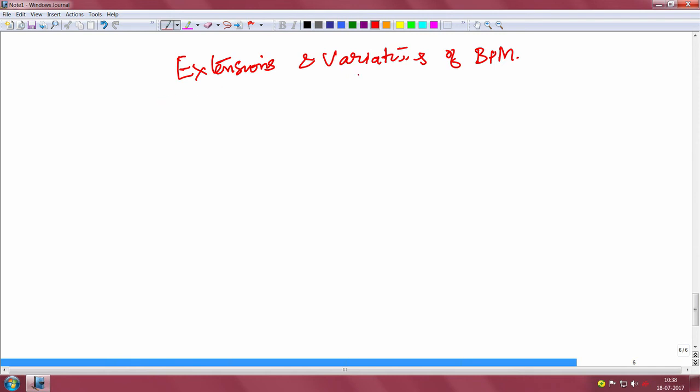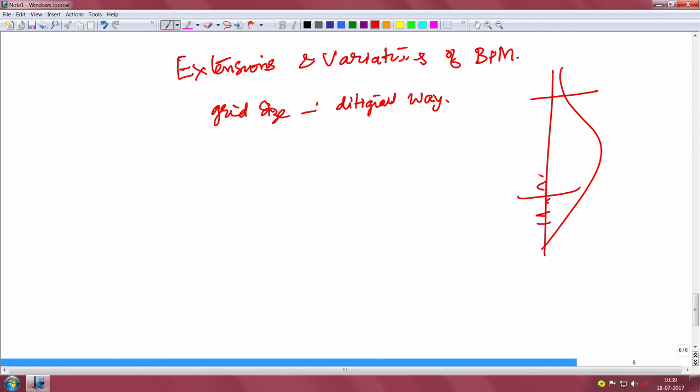So, first of all, we need to consider what are the various factors involved in using this BPM. The most important one being the grid size. So, most often these algorithms are used in a digital way. That is, the Fourier transform is taken as a discrete Fourier transform rather than continuous Fourier transform, which requires dividing the given input beam or the structure into several x components, so that you can take a DFT.